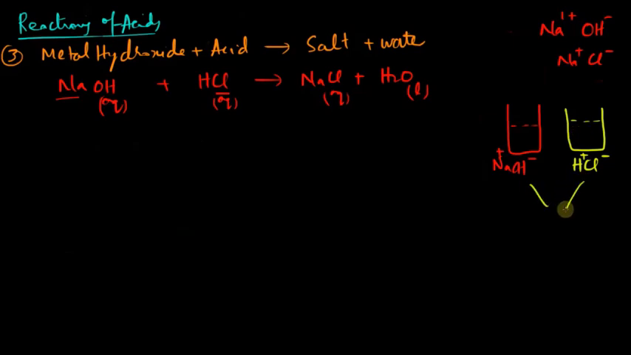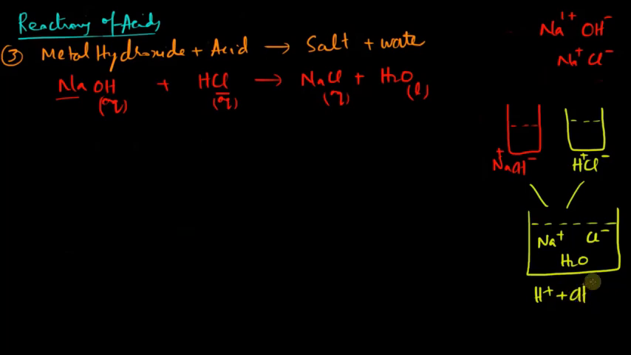And when you mix them together, what happens over here? Now the Na and Cl, they will remain as they are in the solution because NaCl is a soluble salt, while H and OH, they will combine to give you water. So actually in this reaction, what is happening? The H plus ions plus OH negative ions are reacting to give you water. This reaction is known as the neutralization reaction because in this reaction, acid and base are neutralizing each other. So let's see some more examples.